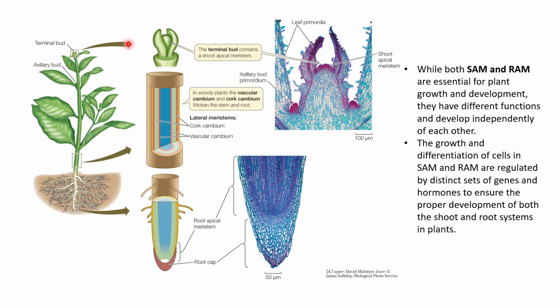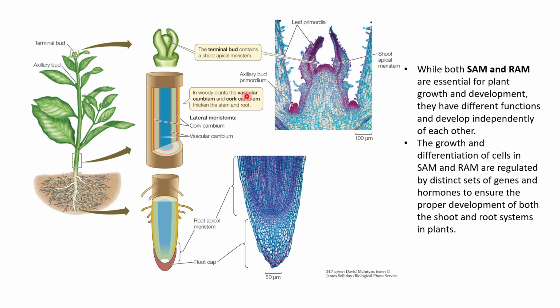And for the last option, we have a comparison between shoot apical meristem and root apical meristem. So this is what I was talking about. If we look at the terminal bud in the plant and the axillary bud, the terminal bud contains the shoot apical meristem, and a cross-sectional view would look like this. This part is called the shoot apical meristem. Then we have leaf primordia, from where the new leaves grow out.